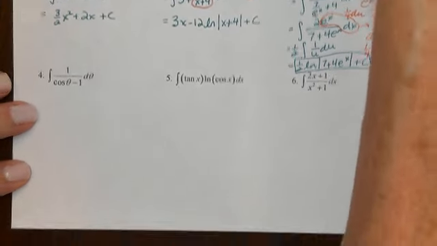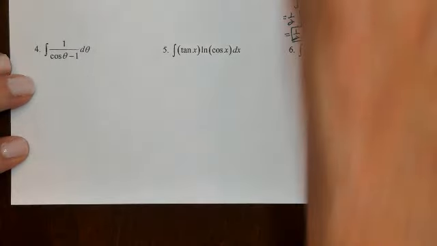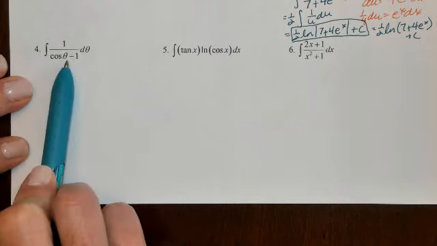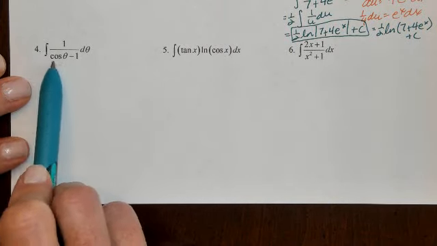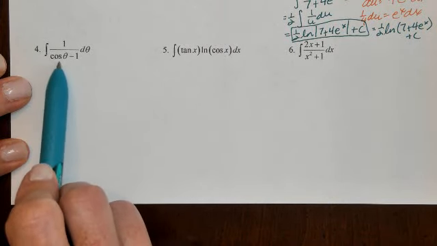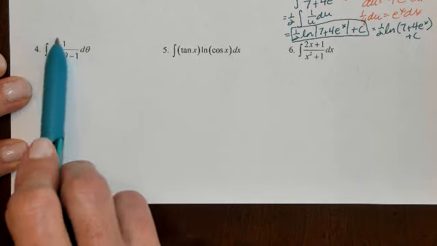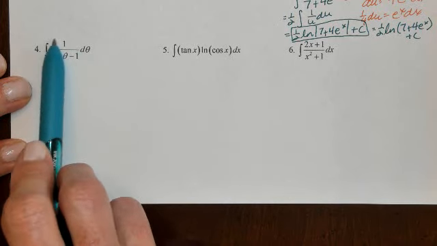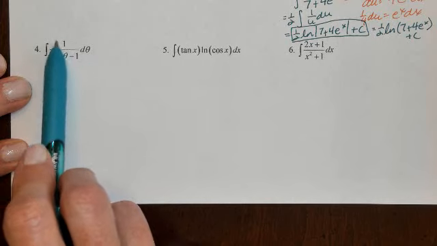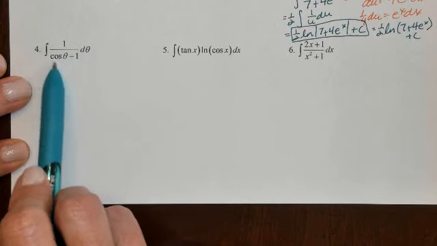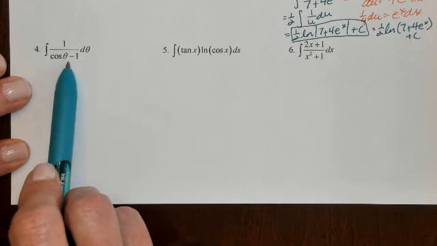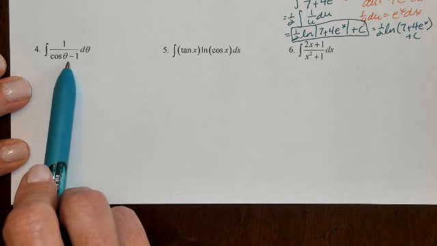Okay, number 4. Whenever I see a trig function, the first thing I do is take a look and say, do I know a function whose derivative is what I'm looking at? And the answer is no. I do not know a function whose derivative is 1 over cosine theta minus 1.